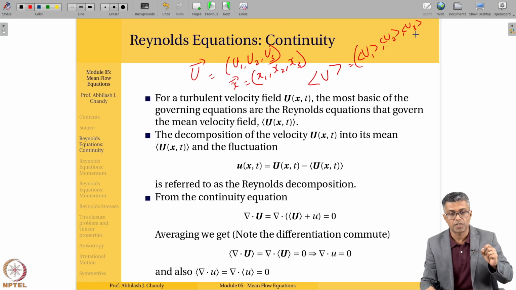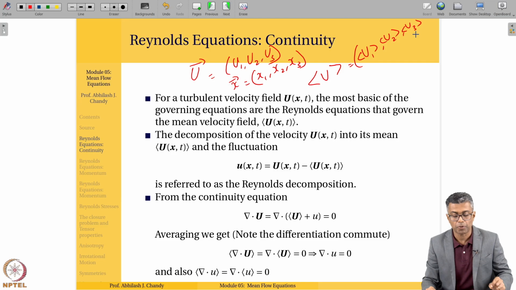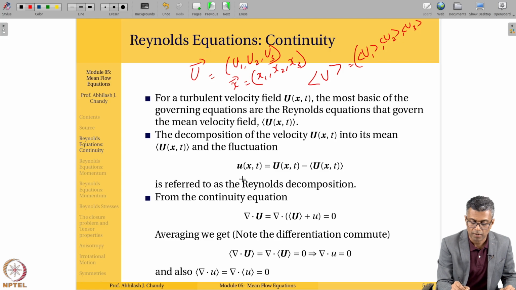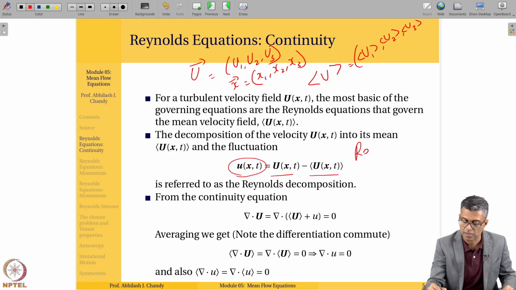So your Reynolds decomposition decomposes your instantaneous velocity into mean and fluctuation. And so you can write the fluctuation as instantaneous minus the mean. This is the Reynolds decomposition.